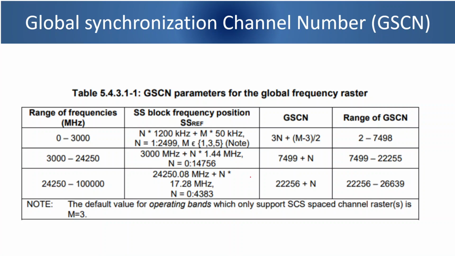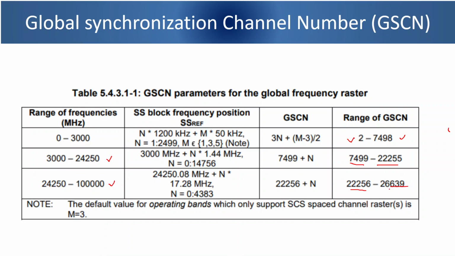and the GSCN numbers for 0 to 3 gigahertz range from 2 to 7498, and then from 3 gigahertz to 24 gigahertz, these numbers are from 7499 to 22255, and for millimeter waves it is going up to this one.